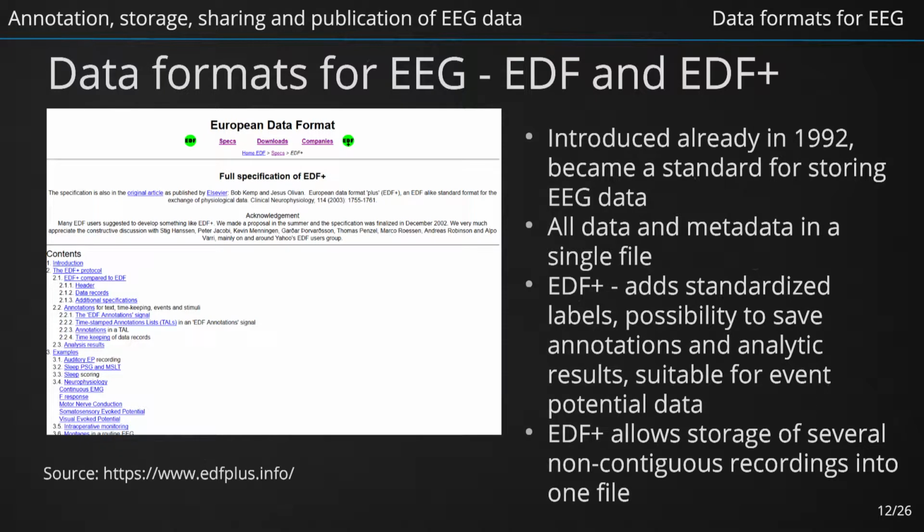The original EDF format had several limitations. It could handle only uninterrupted recordings and was not suitable for storing event-related potential or cardiology data. EDF Plus was specified to standardize most of the labels and add a possibility to save annotations and analytic results. The EDF Plus format thus supports annotations for texts, events, and stimuli. Currently, the EDF Plus specification is incompatible with EDF only in allowing storage of several non-continuous recordings.